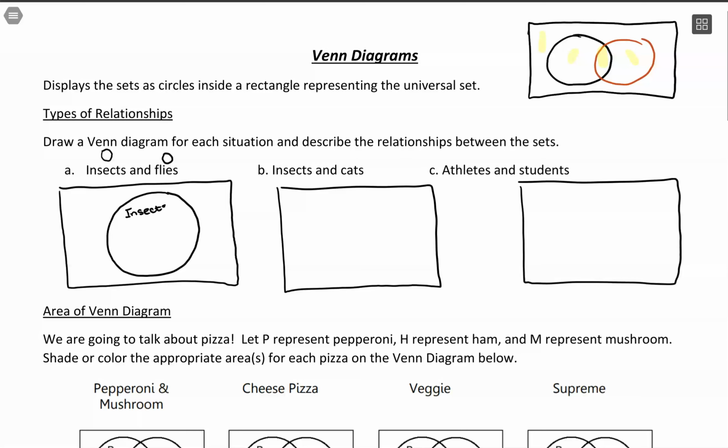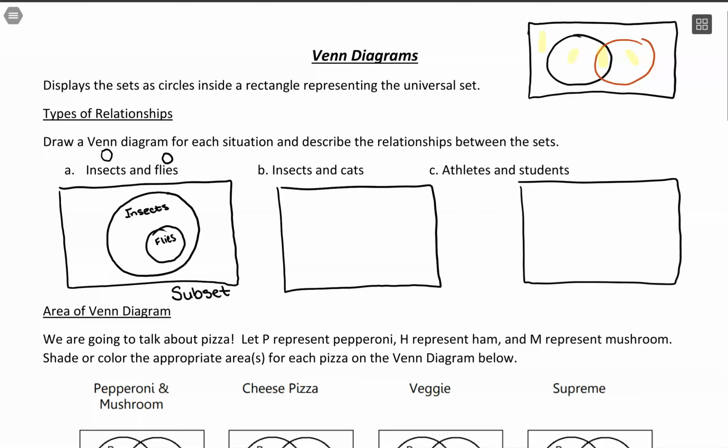And then when I draw my circle for flies, I wouldn't want to draw it like this, because that would suggest that there are flies out there that are not insects, which isn't true. Flies would actually go inside here. It wouldn't take up all of the space, because there are insects that are not flies, but all flies are insects. This graph right here is showing the idea of a subset. We have flies would be a subset of insects.